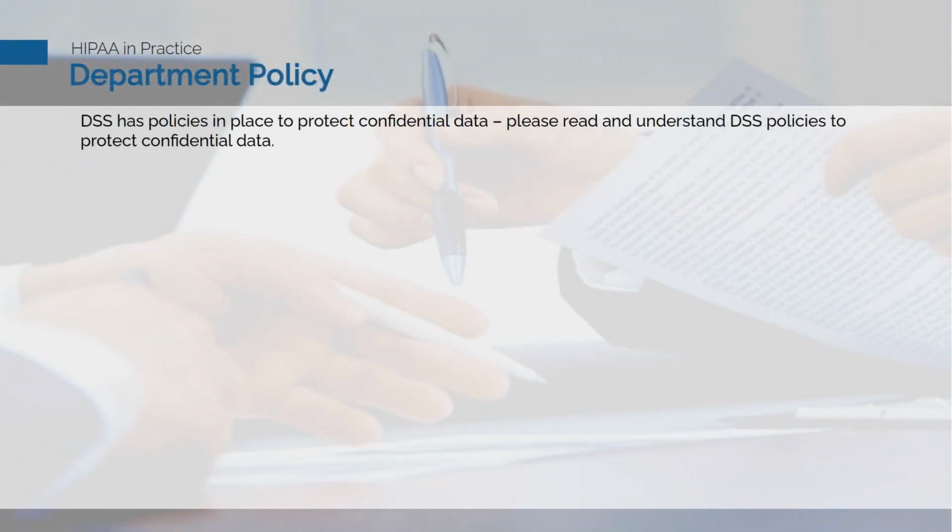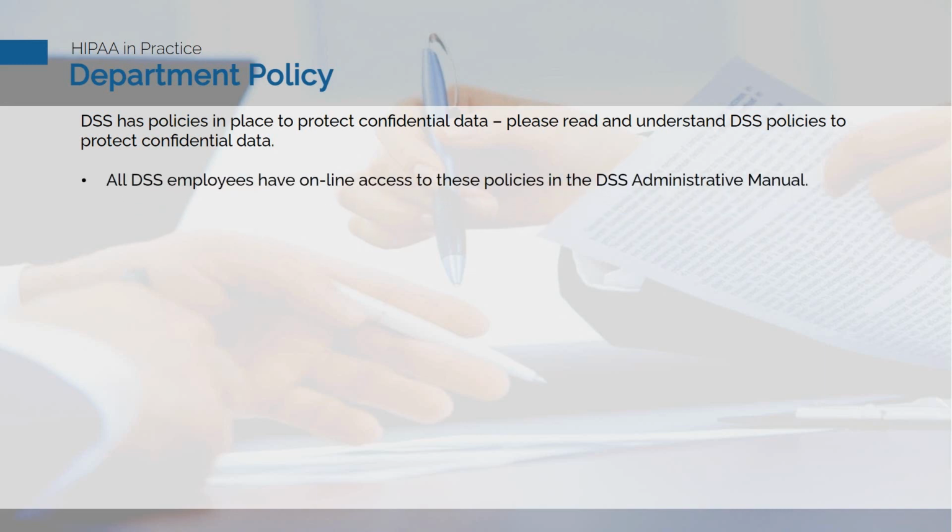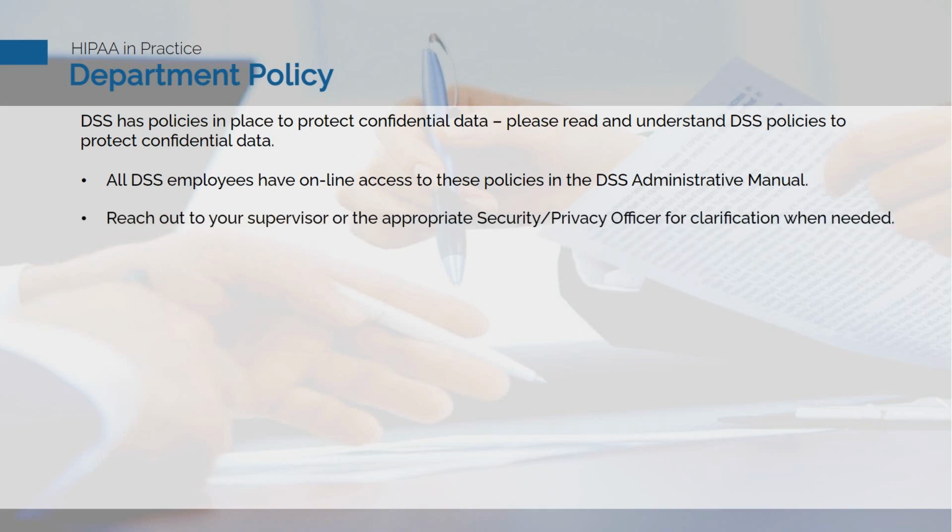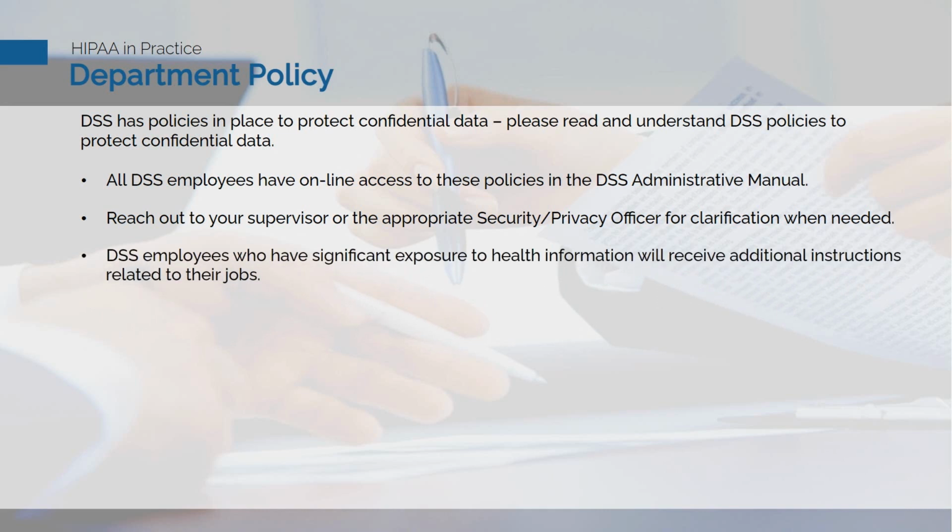DSS policies are in place to protect the confidential information that we use when providing services to Missourians. Please take the time to read and understand the different policies mentioned in this course so that you can help us to continue to safeguard our data. All DSS employees have online access to these and other policies in the DSS Administrative Manual. If you need clarification regarding information privacy and security, you can reach out to your supervisor or divisional privacy officer for assistance. DSS employees who have significant exposure to health information will receive additional instructions related to their jobs.